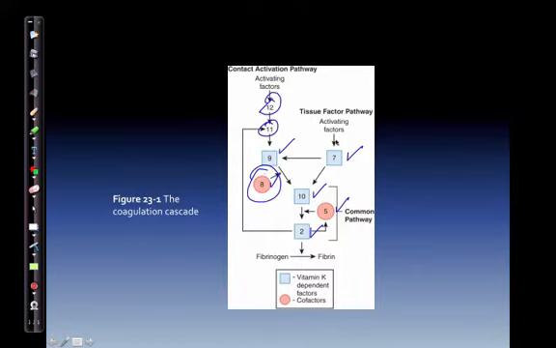Tissue factor, this would be from the actual tissue itself. This would be from activation pathway or the platelets. And this right here is a common pathway, so factor 10 and factor 2. And this still needs a cofactor, which is cofactor 5. So once 2 is formed, then fibrinogen gets changed to fibrin. So there's lots of checks and balances in this whole cascade.